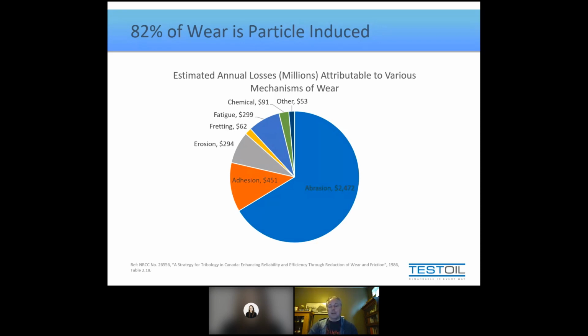When they classified where that friction and wear were coming from, on the wear side of it, you can see where abrasive wear, adhesive wear, and even erosive wear all were the three biggest slices of the pie. And if you add up those three slices, you'll get 82% of this pie. So that's how you get that statement, 82% of wear is particle induced.